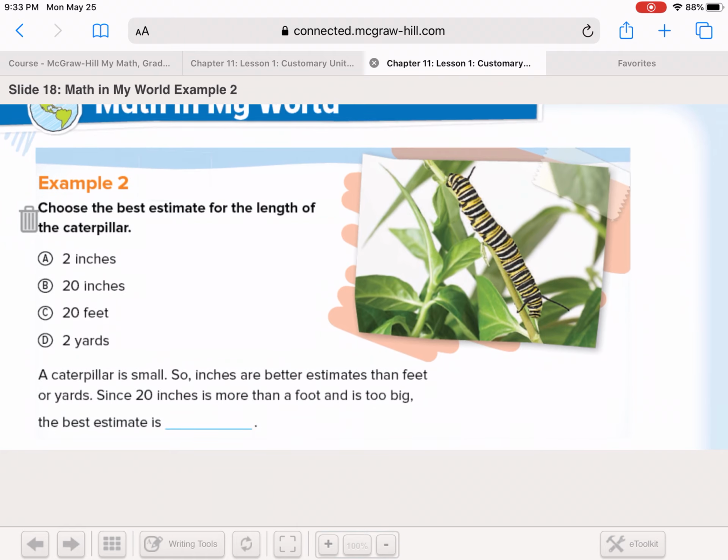All right, so choose the best estimate of length for the caterpillar. So what do you think? How many inches do you think it is? Do you think it's 2 inches, 20 inches, 20 feet, or 2 yards? A caterpillar is small, so inches are better estimates than feet. 20 inches is more than a foot and it's too big. So the best estimate would be A, 2 inches.